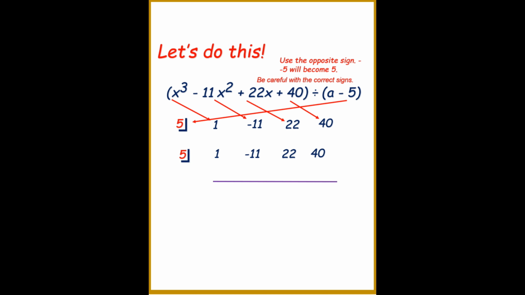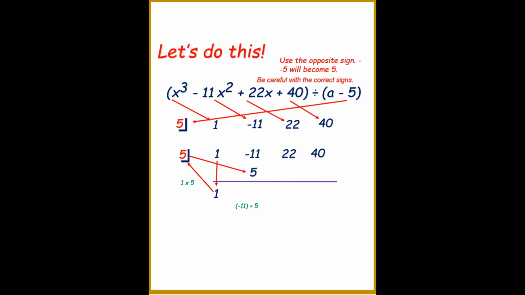Again, our first step is to bring down the first number, which is 1. Then we're going to multiply 1 times 5, and the answer is 5. Our next step is to add negative 11 plus 5. Again, when we add different signs, just subtract and copy the sign of the larger number, which is negative 11.